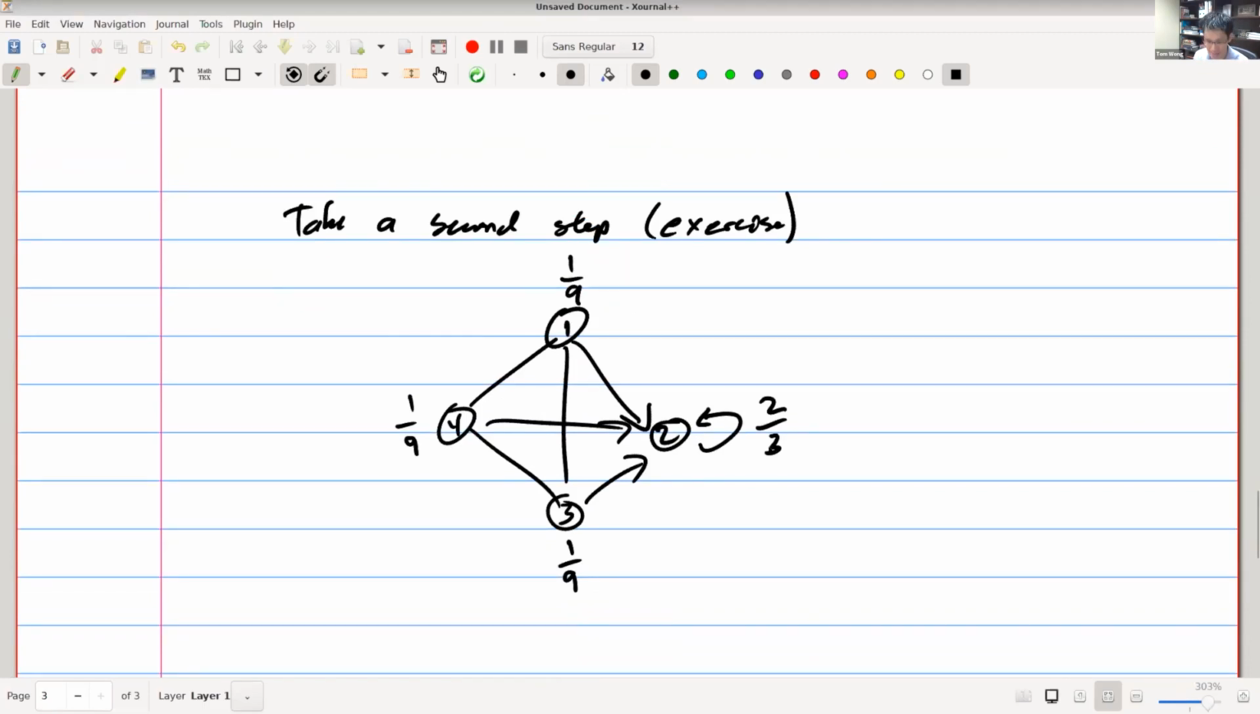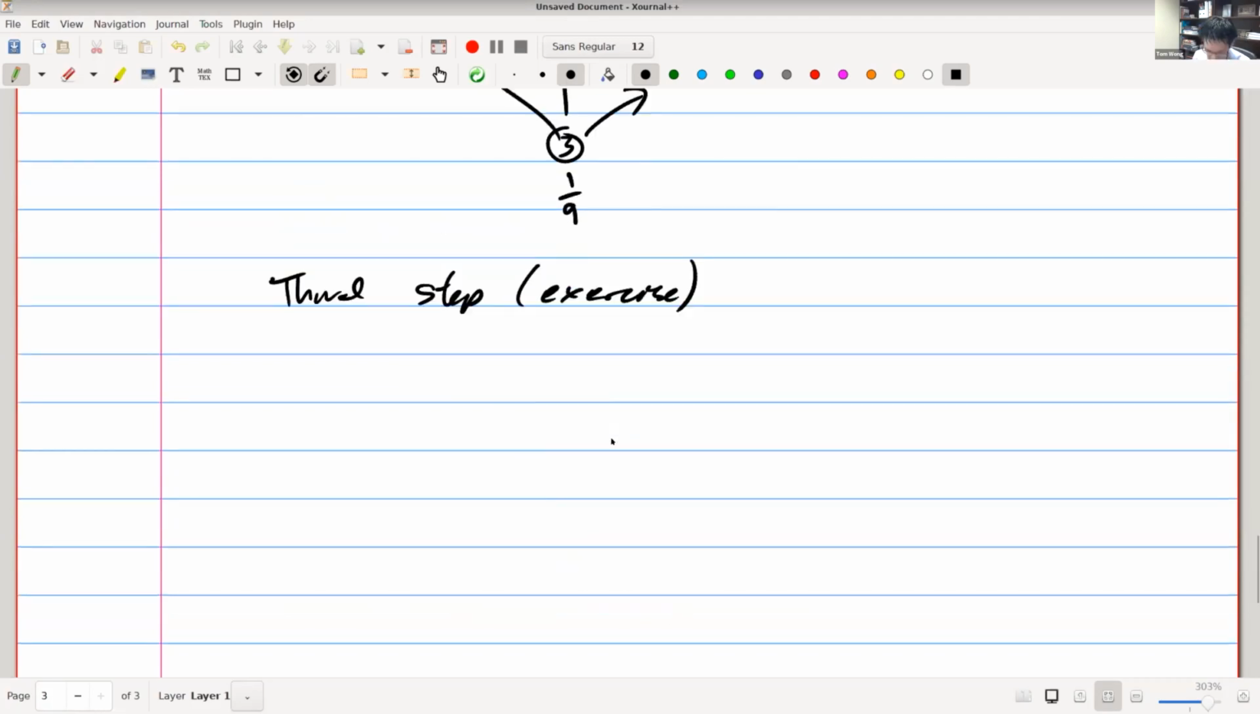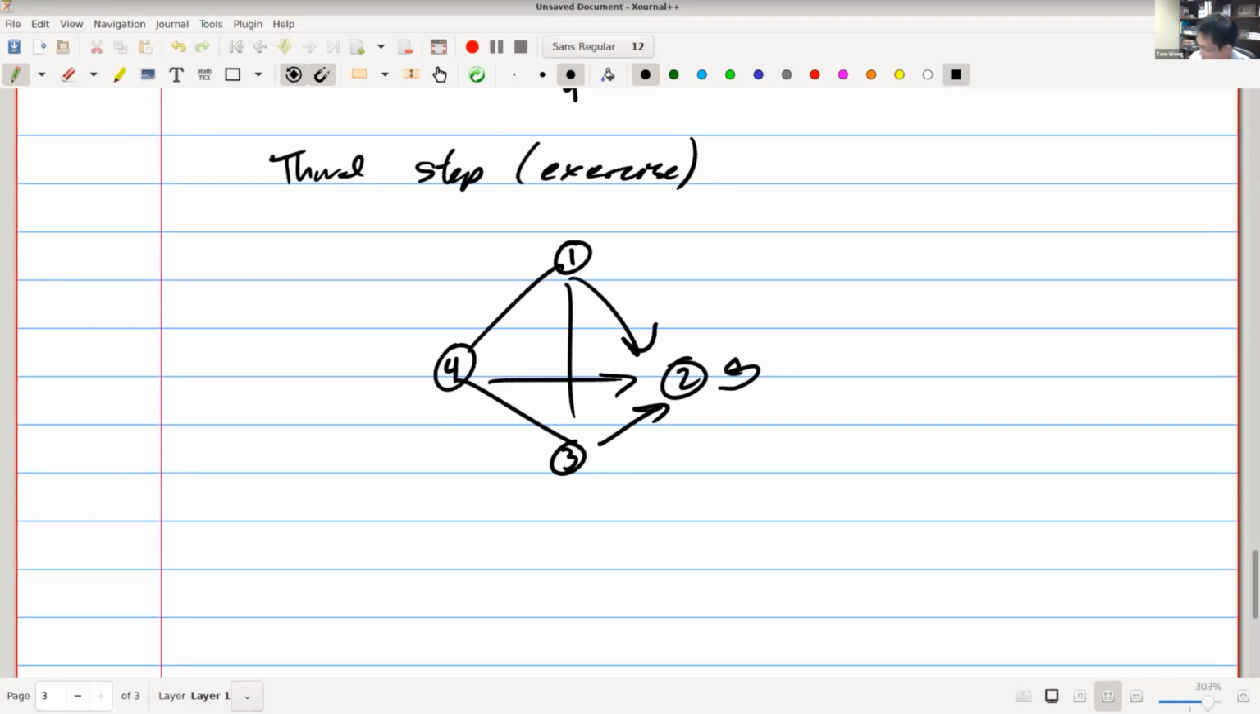So it's gone up yet again. And I'll just tell you, if you take a third step, and again, this is an exercise, the probabilities you would get would be the following. You get a probability of 7/9, which is still higher, at finding the marked vertex, and 2/27 of being at each of the unmarked vertices. And so we see that the probability is increasing.